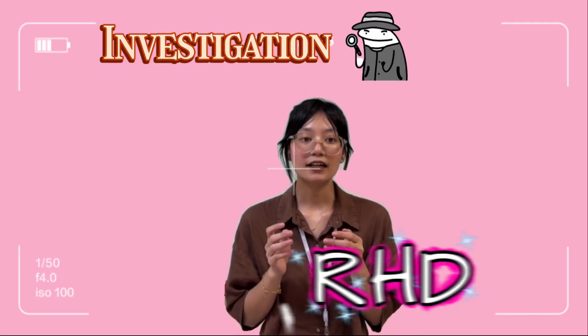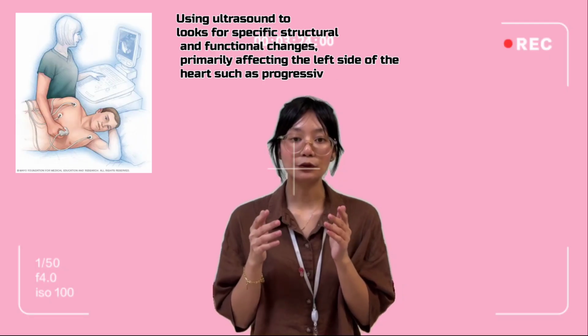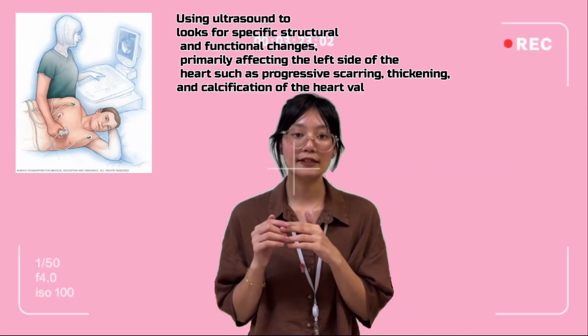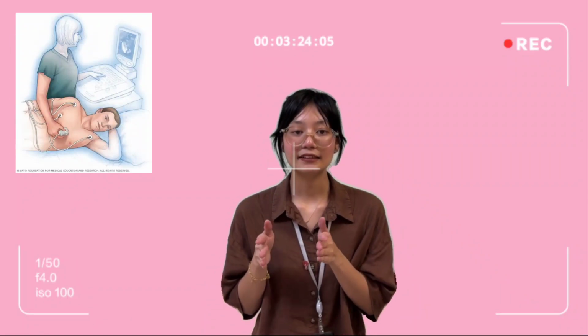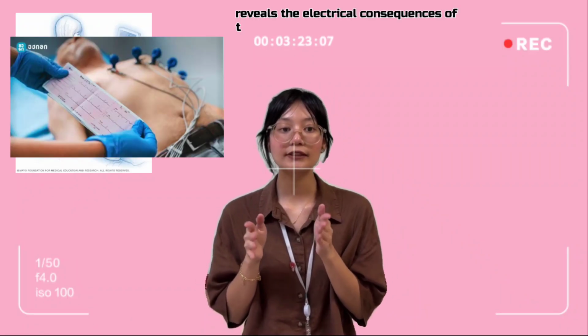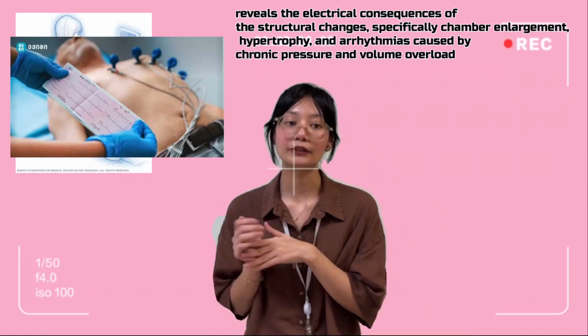Now, I will continue with the investigation for rheumatic heart disease. The main investigation is echocardiography, or ECHO. It uses ultrasound to examine the heart valve and check for valve damage. Next is ECG, or electrocardiogram, which is used to detect abnormal heart rhythm.